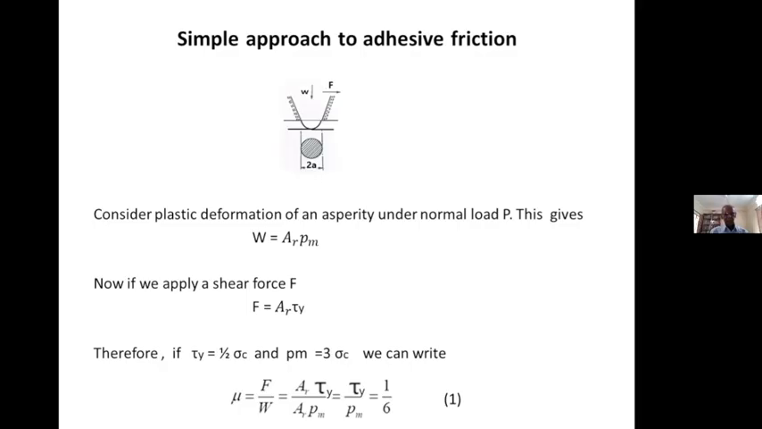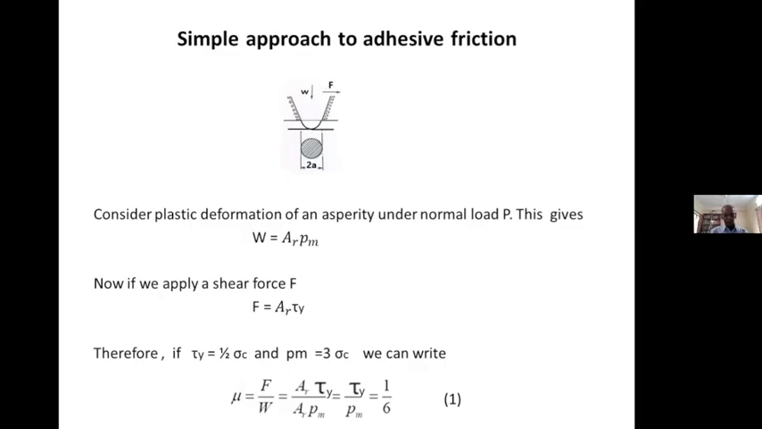Then we apply a tangential force F. And if the tangential force is large enough, then there will be yielding. So if tau y is the yield shear stress, then F will be equal to the real area of contact times tau y, the yield shear stress. So we have got W equal to AR PM and F equal to AR tau y.